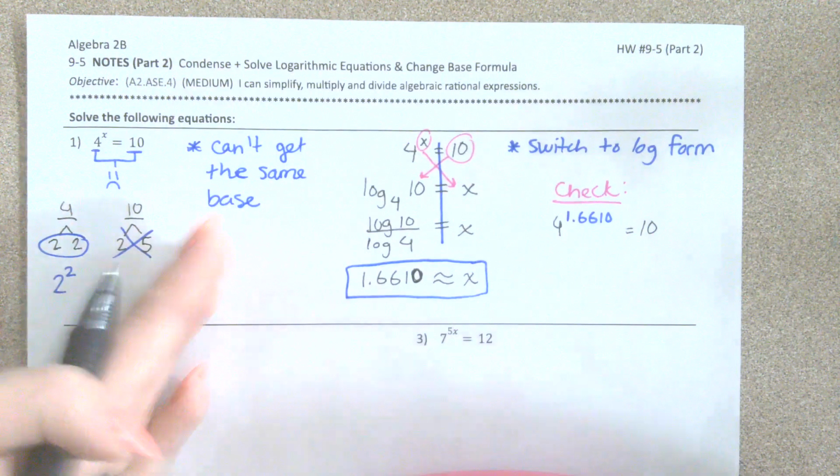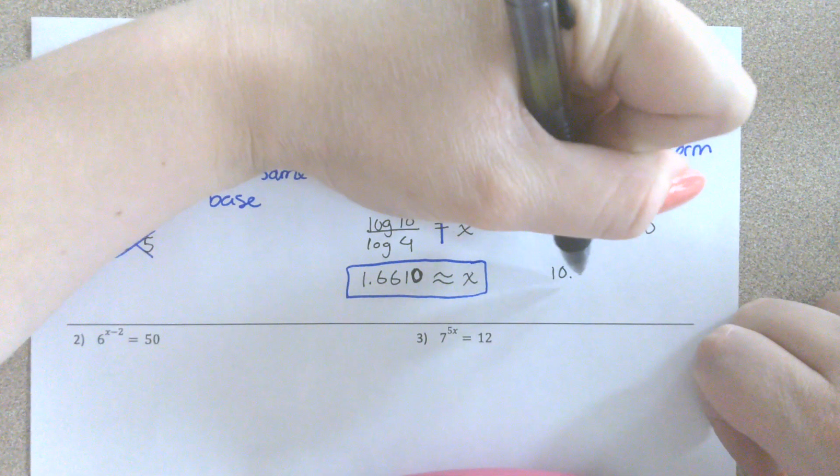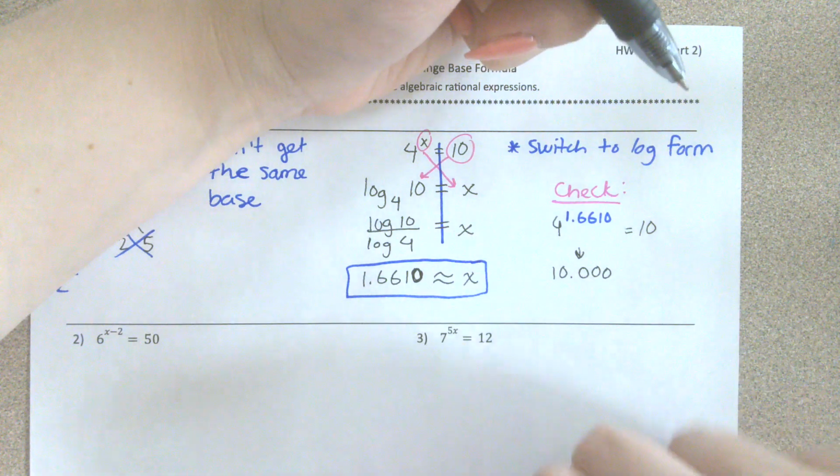So let me write out what that decimal is. We get 10.000. If I take it out 4 decimal places, this 9 bumps the 4 up to a 5.